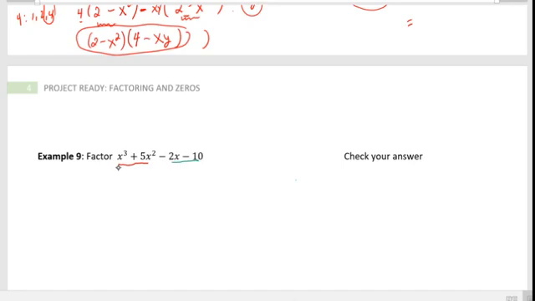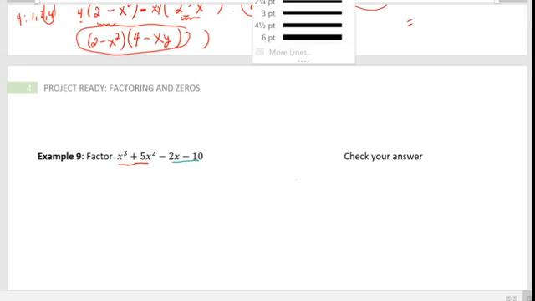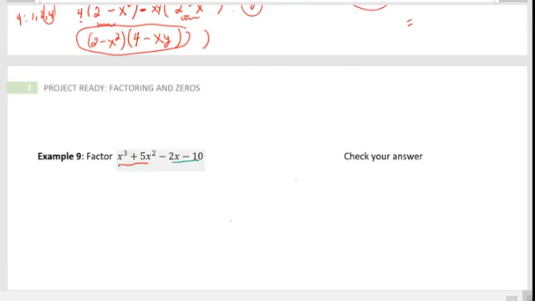So if we look at the first one, the numbers here are x cubed has a 1 and x squared has a 5. So the greatest common factor of 1 and 5 is just going to be 1. So we don't need to worry about factoring out any numbers, but they both have an x cubed and an x squared, so they're both going to have an x squared in common. So if I divide this by x squared, x cubed divided by x squared is x. And if I divide this by x squared, then I'm left with 5.